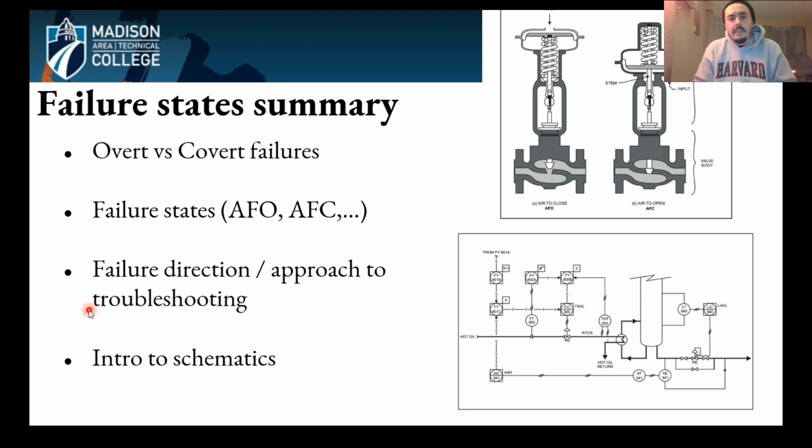All right, so just to summarize everything we've done for this chapter, we looked at covert and overt failures, how different types of mechanical failures present themselves. We looked at different states: when it fails, is it always open, always closed, always on, always off? And then failure direction, and basically how to approach troubleshooting in a safe way. And then we also gave you a little bit of intro to looking at engineering schematics. Again, that's information that you don't really need for this class, but you can take away and use it. And it also makes it more interesting to learn this material when we can see it's directly applied.